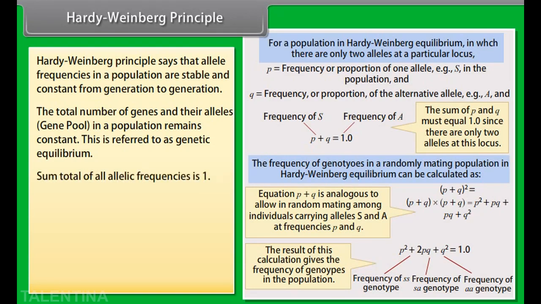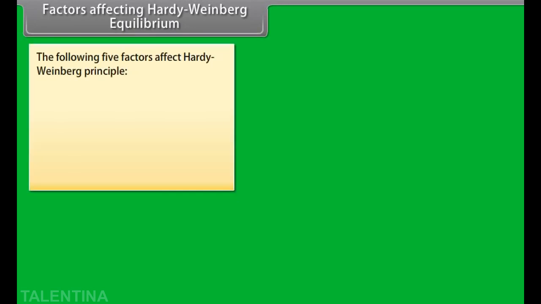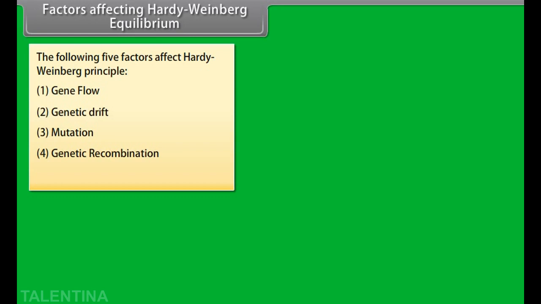Sum total of all allelic frequencies is 1. This gives Hardy-Weinberg equilibrium equation as shown. Disturbance in genetic equilibrium or Hardy-Weinberg equilibrium, that is, change of frequency of alleles in a population, results in evolution. Factors affecting Hardy-Weinberg equilibrium. The following 5 factors affect Hardy-Weinberg principle. Number 1. Gene flow. Number 2. Genetic drift. Number 3. Mutation. Number 4. Genetic recombination. Number 5.